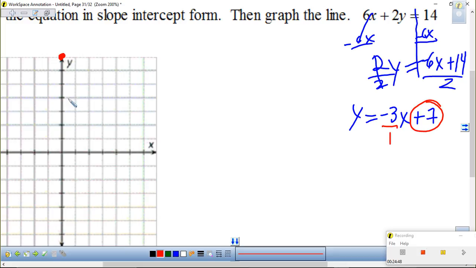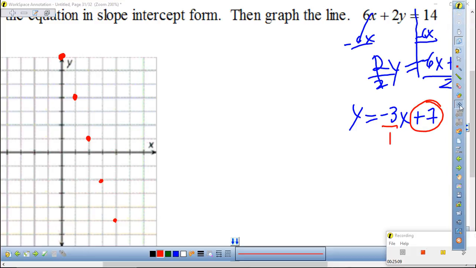1, 2, 3, 1 to the right. Plot your point. Do it again. Down 3, 1 to the right, plot your point, graph your line. And there it is.